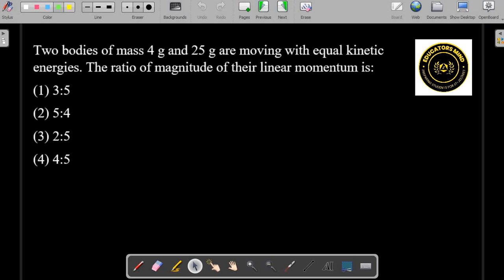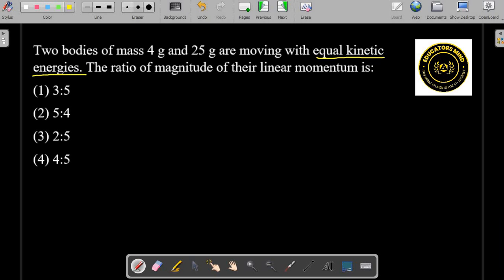Hello students. So today we are going to work out problems on this chapter, work, energy, power. These are recent year questions, right? Let us start. This is the first question. Two bodies of masses are given, moving with equal kinetic energies.